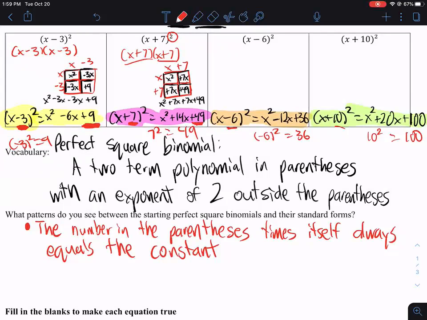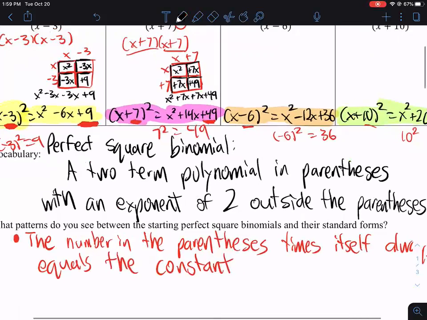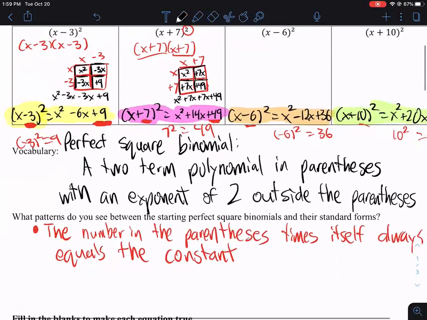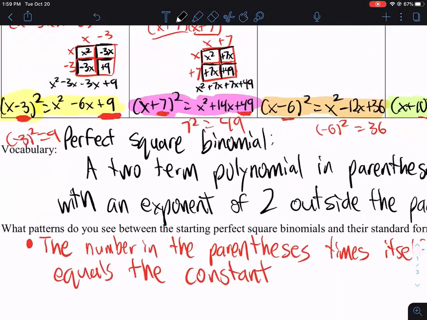Okay, and then Julie, did you have the same pattern or a different one? I noticed that like the number in the parentheses, if you add them with like itself, then it adds to the second number. Okay. Sure.